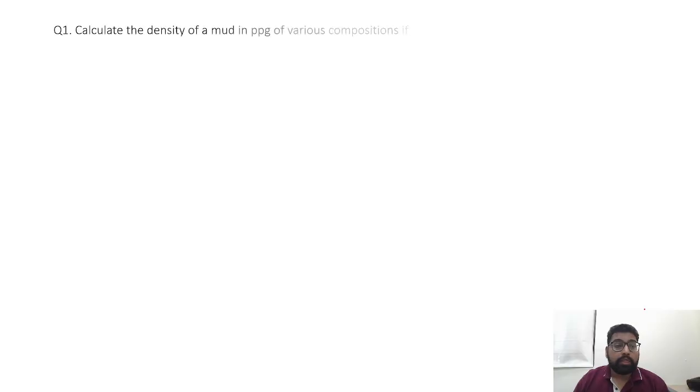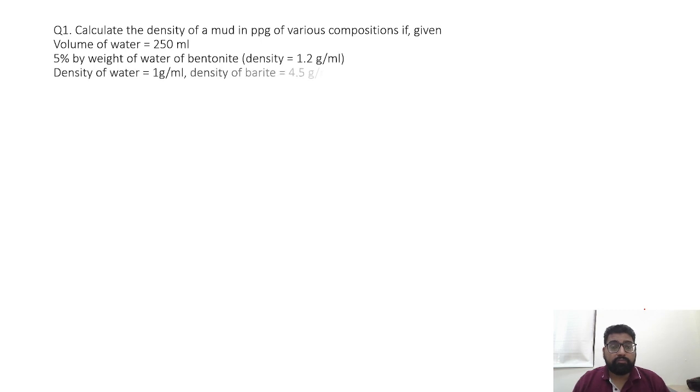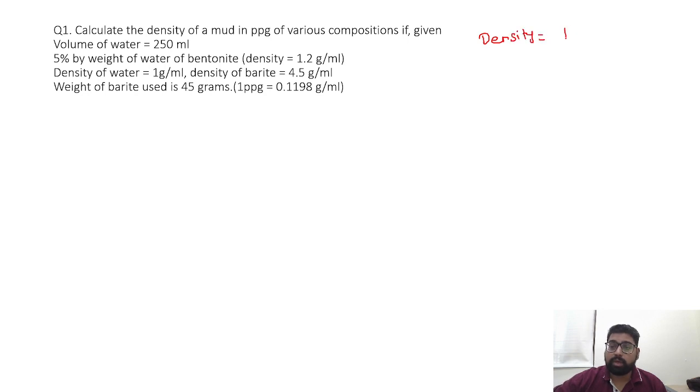So let's start with one basic numerical. It's a very simple numerical. We are talking about density, mass, and volume. We know that density is given by the formula mass upon volume. Before we start with this, I would just like to explain a very basic concept of density, mass, and volume.